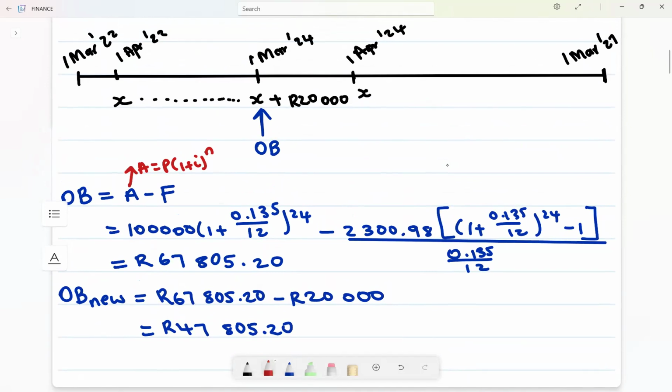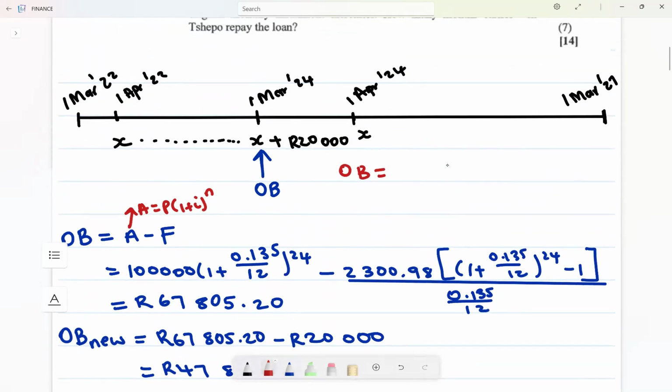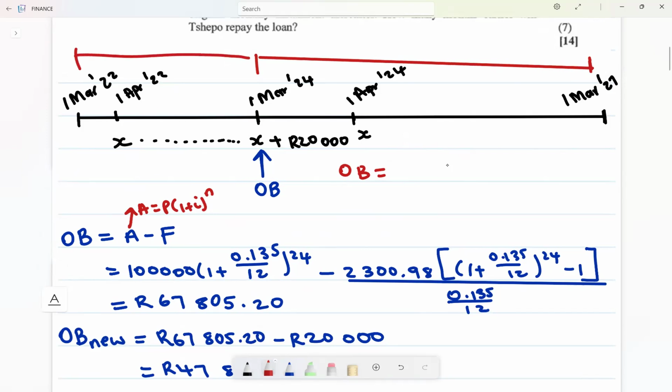Before I continue, some people, when they calculate outstanding balance, use this formula. Outstanding balance is equal to the present value formula. For that formula, you need to ask how many months he still needs to pay. If he has already paid for 2 years and still needs to complete 3 years, we need to calculate the outstanding balance using the months that are still yet to be paid. But with the one I used here, you use the months that have already been paid.